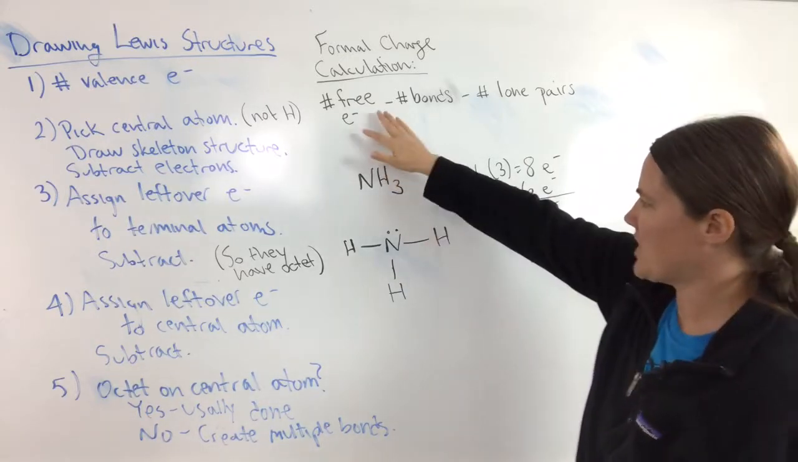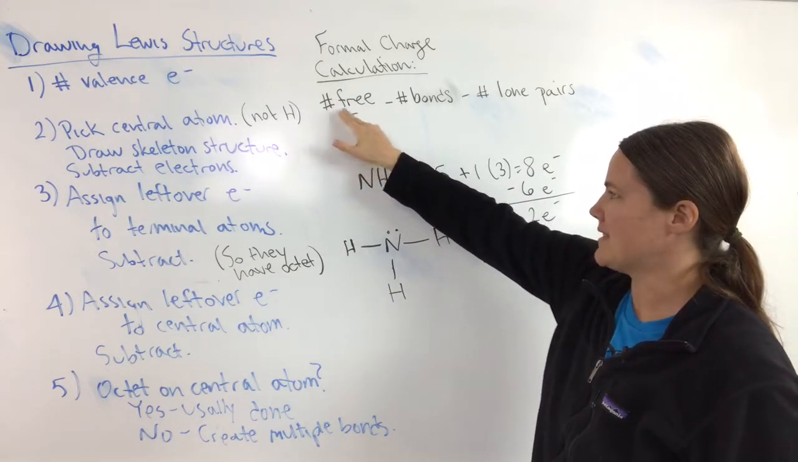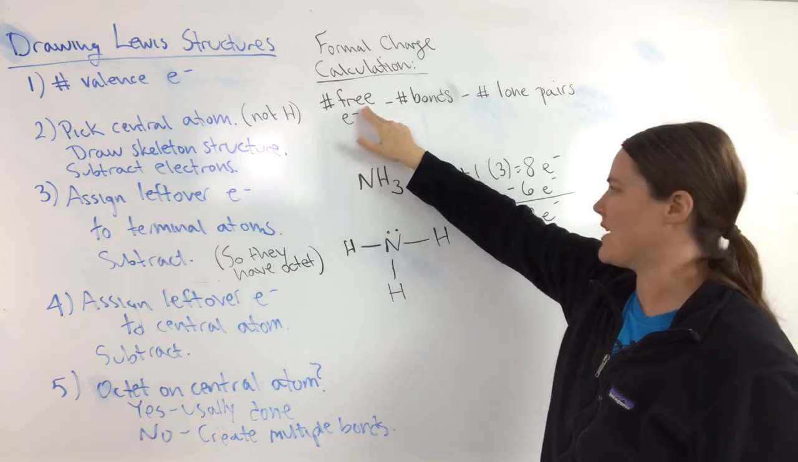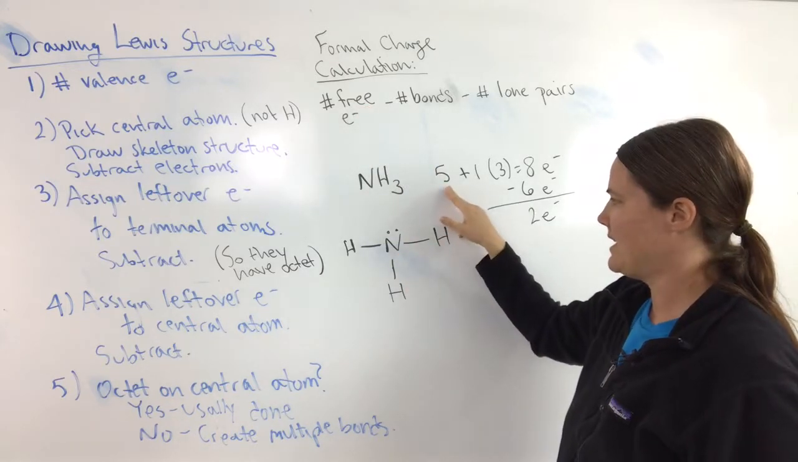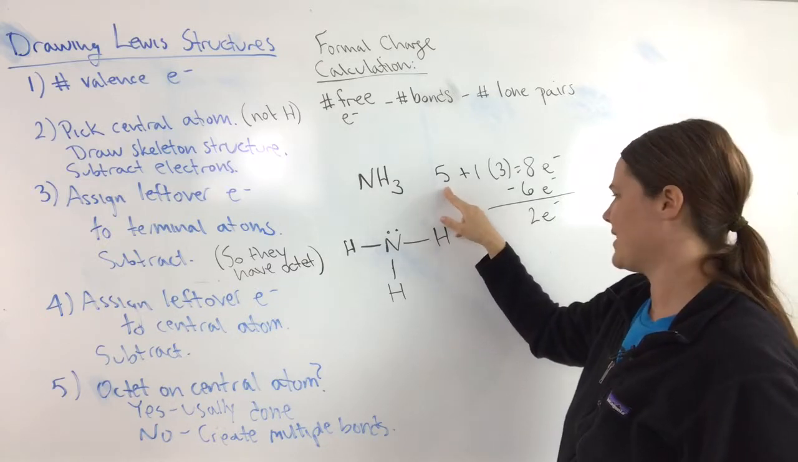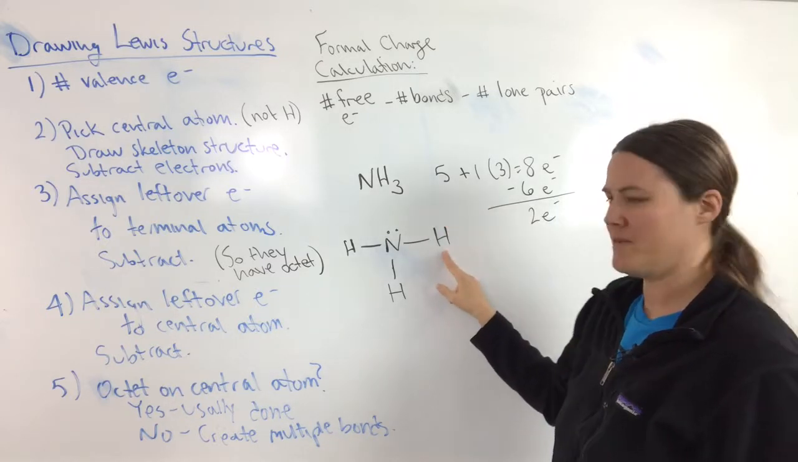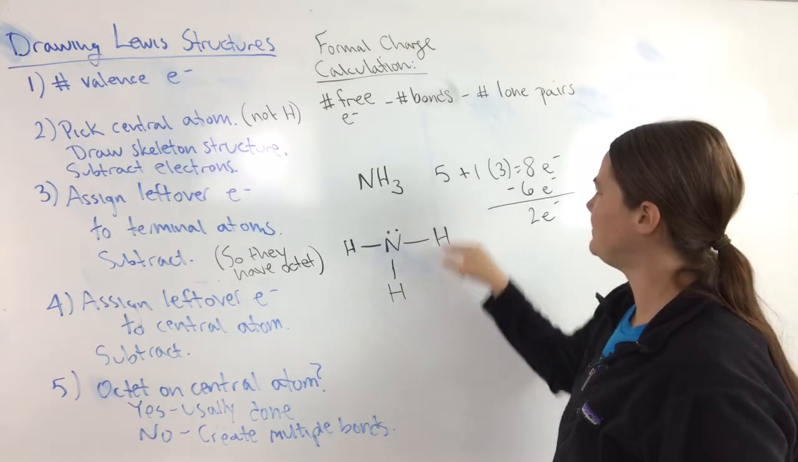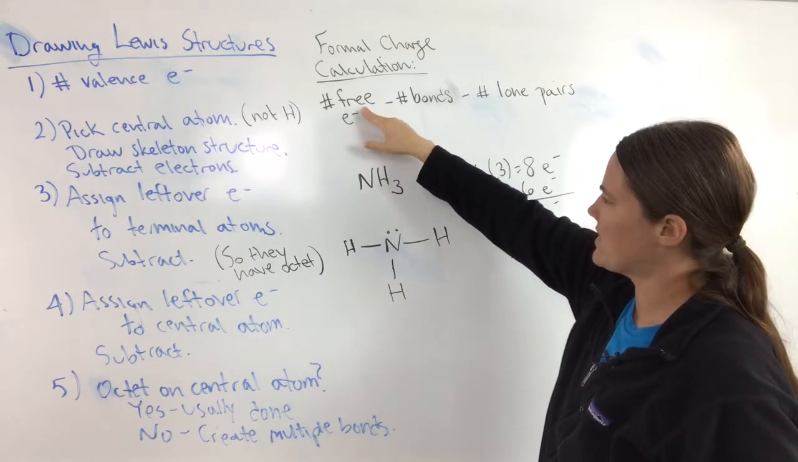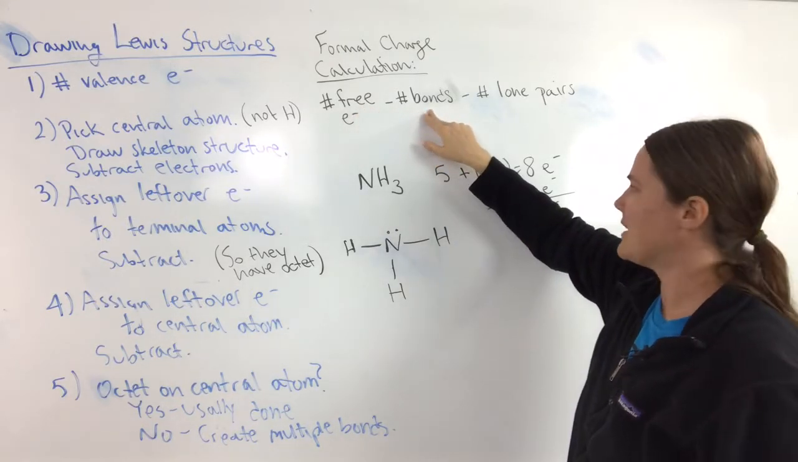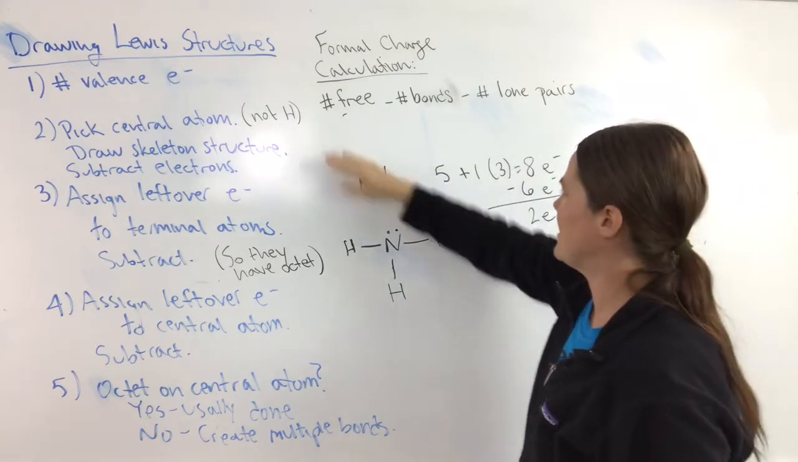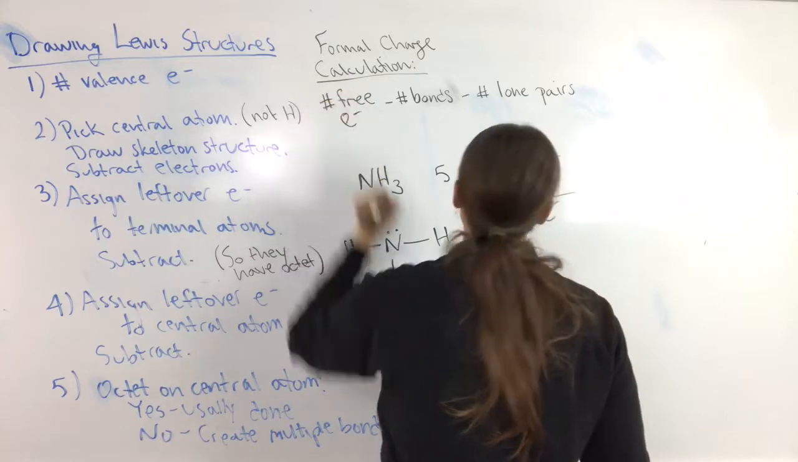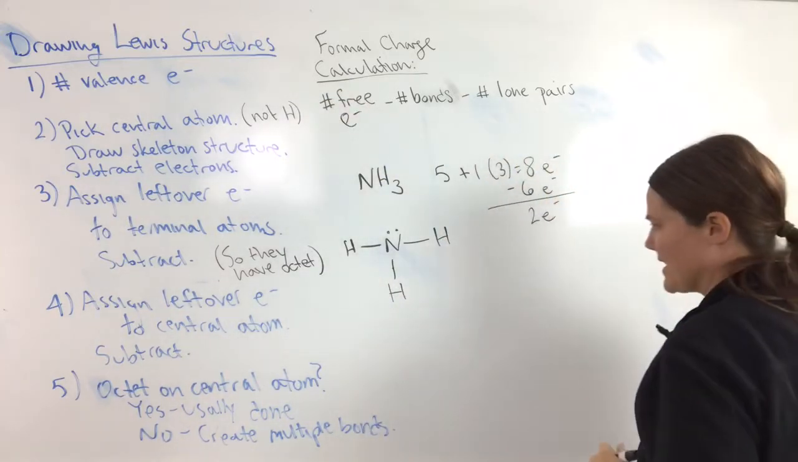The formal charge is the number of electrons in the free atom. So for instance, the free atom of nitrogen has 5 electrons, and the free atom of hydrogen has 1 electron. So it's the number of free electrons minus the number of bonds minus the number of lone pair electrons. Oops, so minus the number of lone pairs.